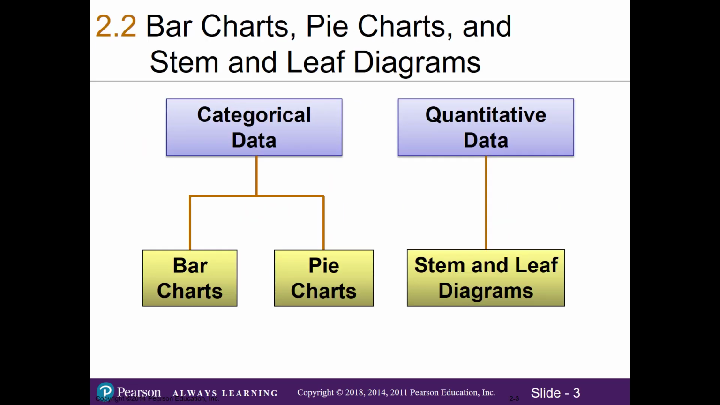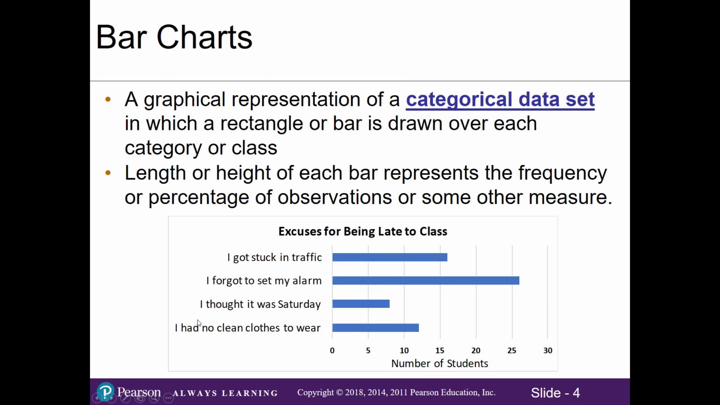So in section 2.2 of the chapter, we talk about bar charts, pie charts, and stem and leaf diagrams. We're not actually going to cover stem and leaf diagrams. I've never actually used it in business, so we won't emphasize that. It won't be on any exams, but we will focus more on how we display categorical data. Remember, this is qualitative data such as gender, political affiliation. It's not numeric. So what we can do is create bar charts or pie charts.